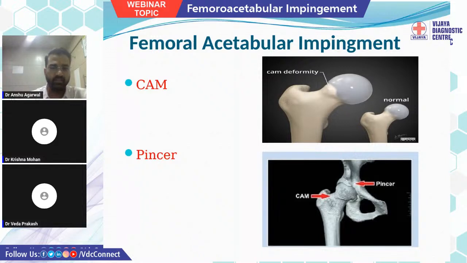So basically, we have two types of femoroacetabular impingement, cam type and pincer type. Now, cam deformity comes from camshaft. It is basically an overgrowth, or an osseous bump, in the femoral head-neck junction, which collides with the acetabular labrum and causes damage. And pincer is basically the overgrowth of the acetabulum, which restricts the movement of the head of the femur.